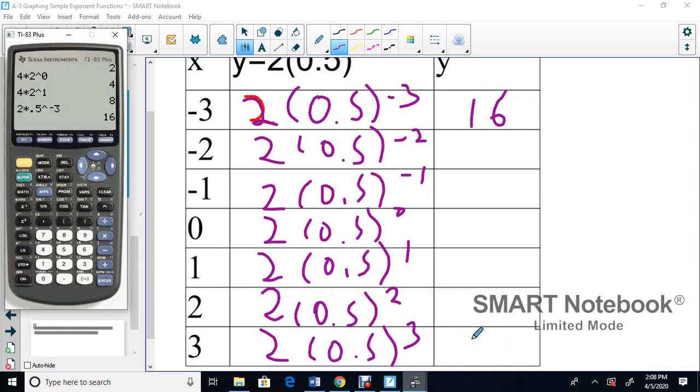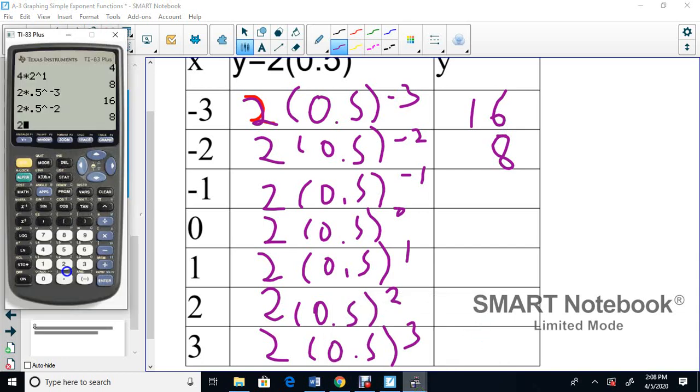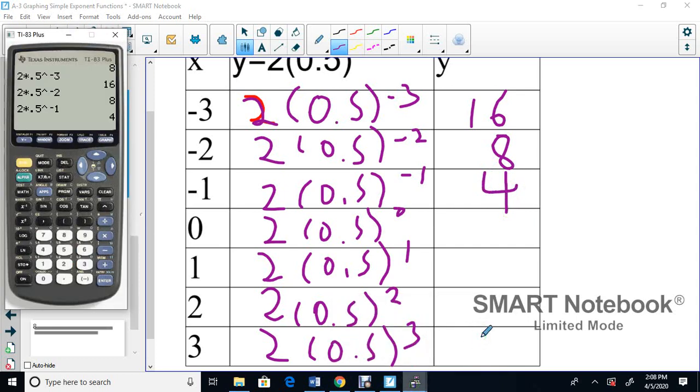Okay, next one. 2 times 0.5 to the exponent negative 2. 8. So I get 8 here. Let's do the next one. 2 times 0.5 to the exponent negative 1. 4. So I get 4 here. Let's do the next one. Or maybe you can see a pattern. 2 times 0.5 to the exponent 0. 2.